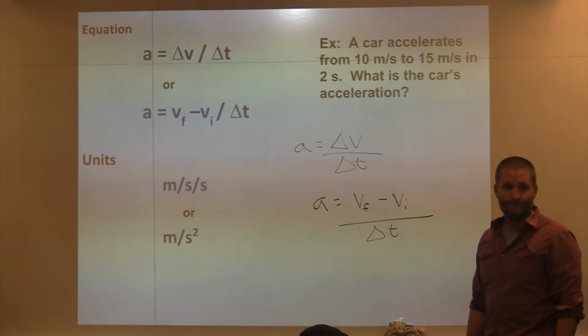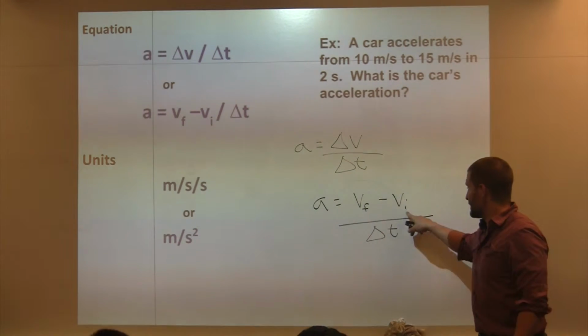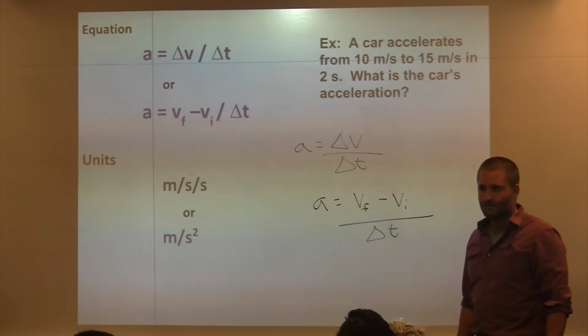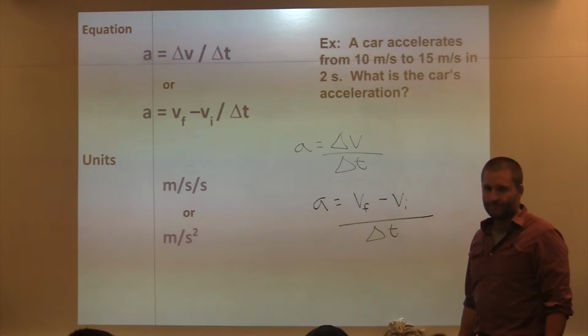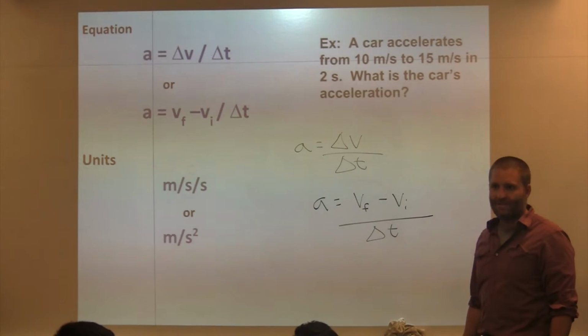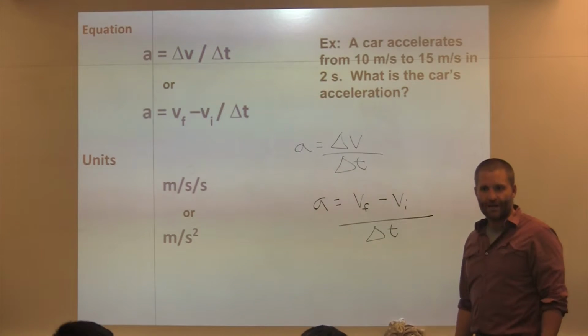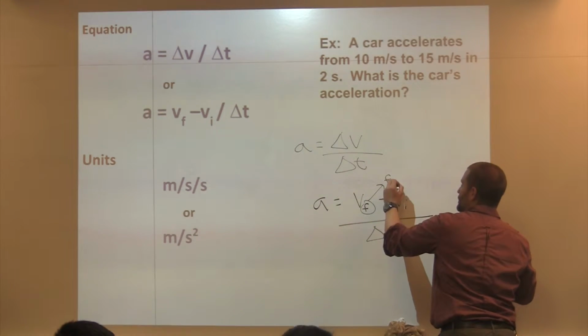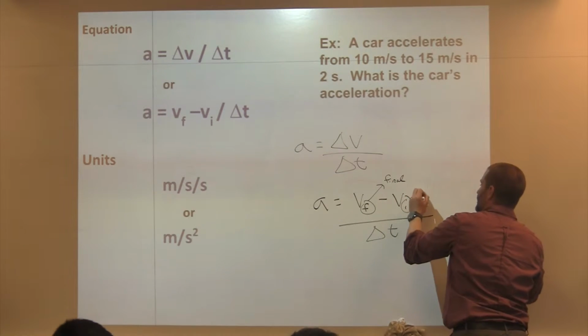What do these little subscripts stand for, the f and the i? They stand for something. When you cross the finish line, you're done, right? So you may want to write this down, guys. The f is final, and the i is initial.